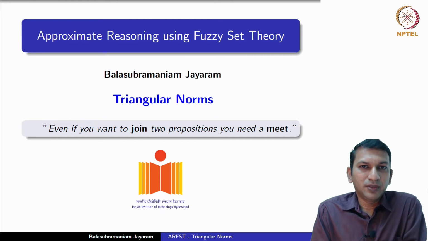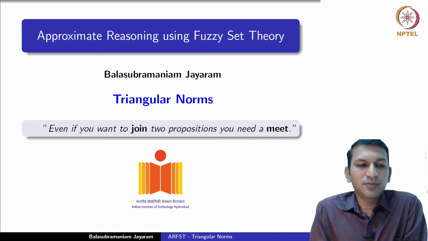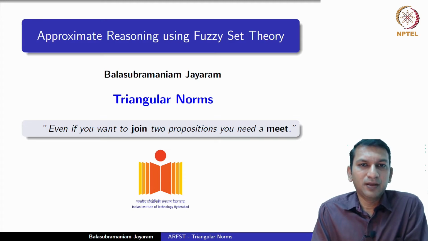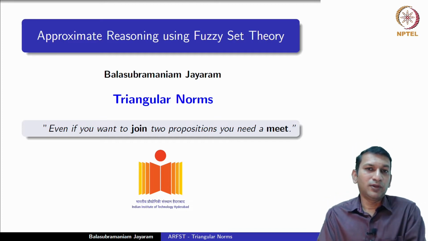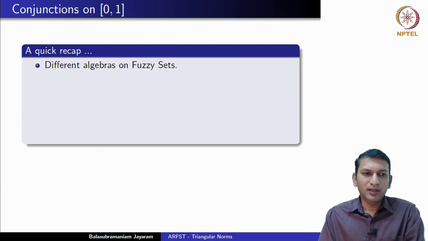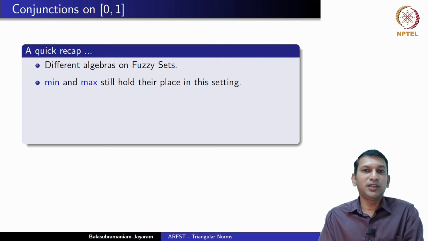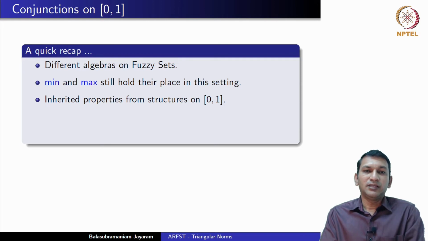Hello and welcome to the first of the lectures in this third week under the course titled Approximate Reasoning Using Fuzzy Set Theory, a course offered over the NPTEL platform. In the lectures during the last week, we have seen that we could introduce a few algebras on the set of fuzzy sets. We saw that min and max, this combination of operations, played an important role. Also, we should remember these were possible because of the properties that we could inherit from the structures that were already available on the 0-1 interval.